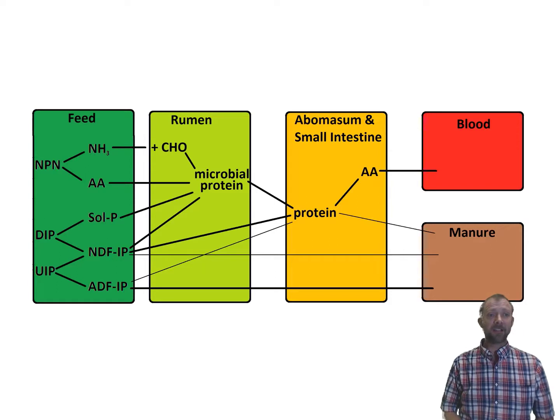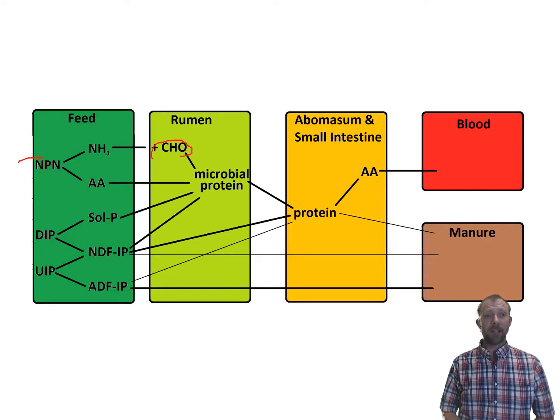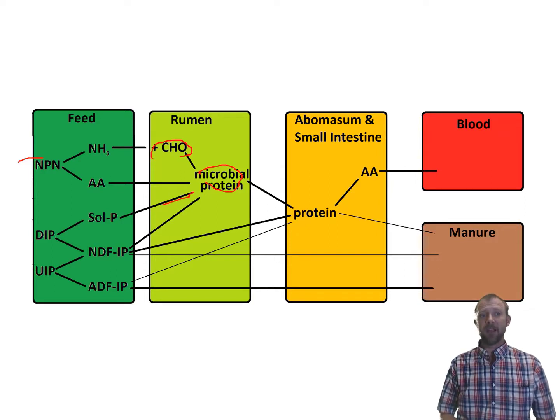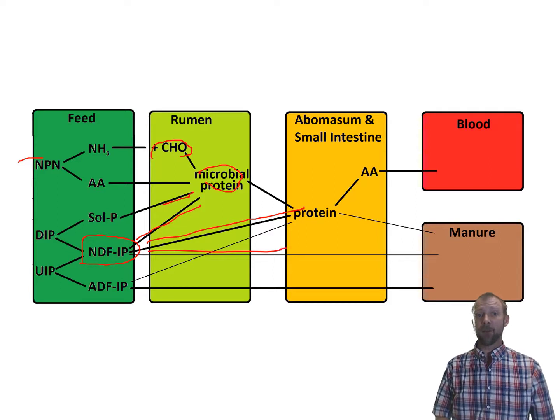Here you can see on this side I've got the feed, with non-protein nitrogen like ammonia and amino acids. If I have carbohydrates available, then the bacteria can make protein out of that, or the amino acids go directly into microbial protein. Soluble protein is going to be available for those microbial proteins. Some of this DIP, you'll sometimes hear it referred to as NDFIP, so neutral detergent insoluble protein. Some of that protein will be degraded in the rumen if it spends enough time in there. Some of it will not, it will escape. And some of it may actually end up going right through into the manure, not being used.